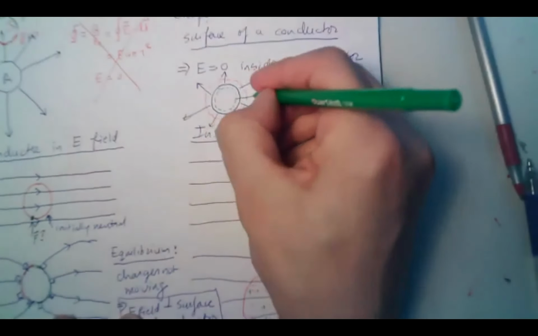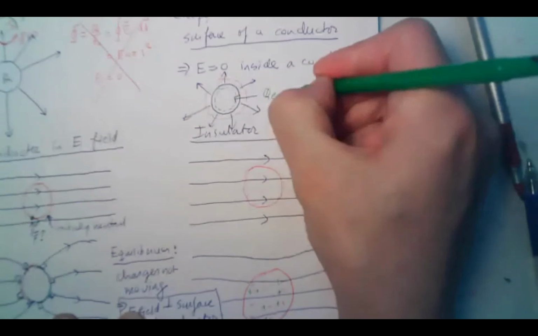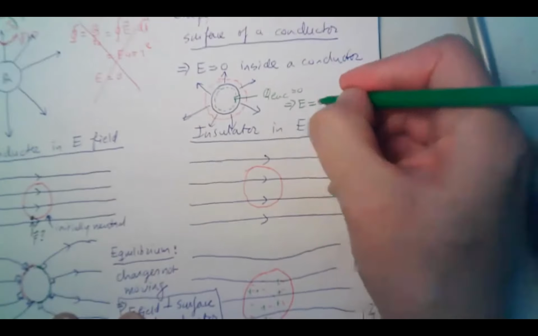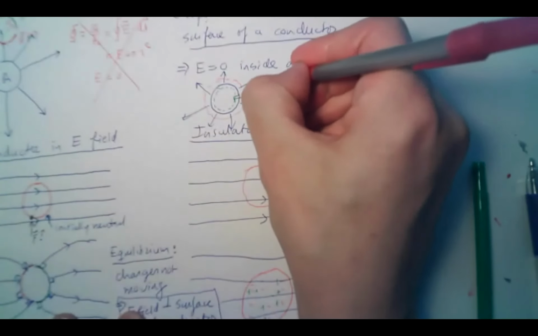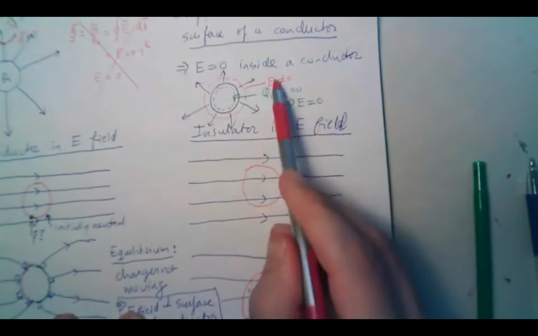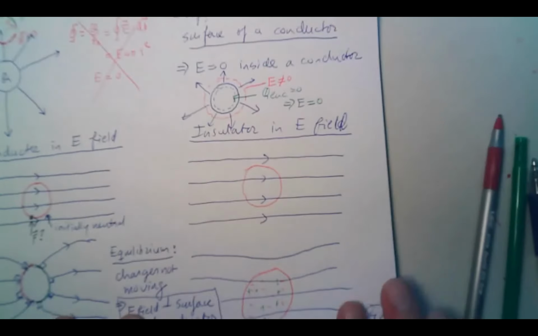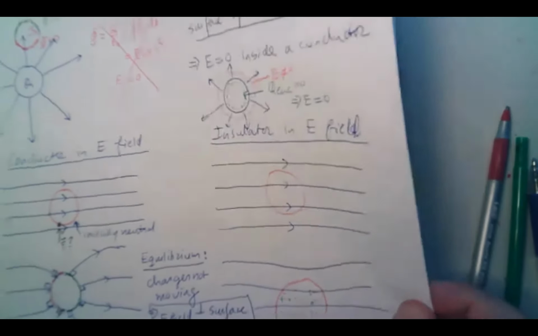So Q enclosed is 0, implies that E is 0. And then here, E is not 0 unless this thing is not charged. All right, that's number 4.